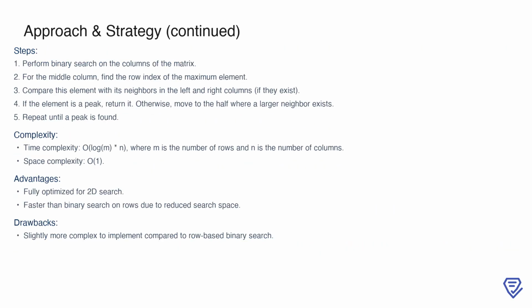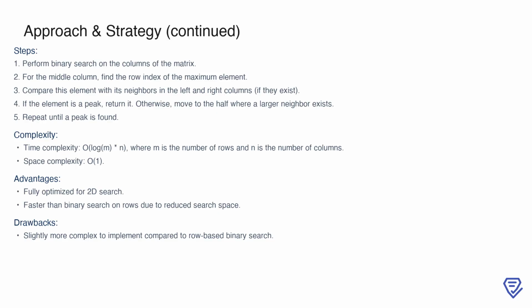To achieve an even more efficient solution, we apply binary search directly on the columns, which allows us to take advantage of the 2D structure of the matrix. In this approach, we perform binary search on columns rather than rows. For the middle column, we identify the row index of the maximum element and then check if this element satisfies the peak condition. Specifically, we compare the maximum element in the column with its horizontal neighbors in the left and right columns, if they exist.